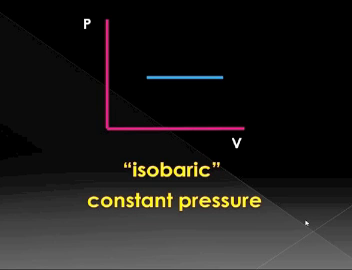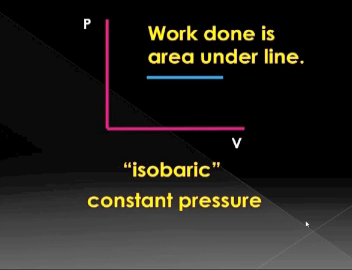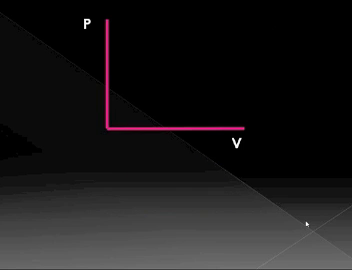One more thing. In this graph, to find the work done, it's the area under the curve. The area under the curve. And remember, if it's the work done on the system, it's positive. If it's done by the system, it will be negative by our way of working this out.